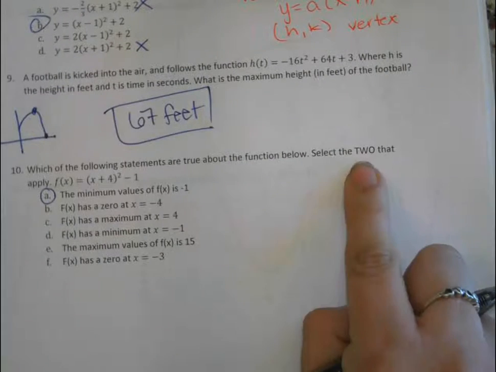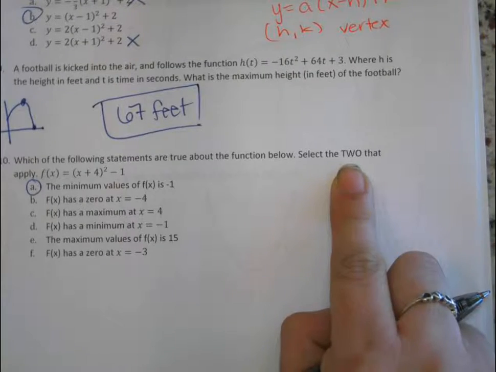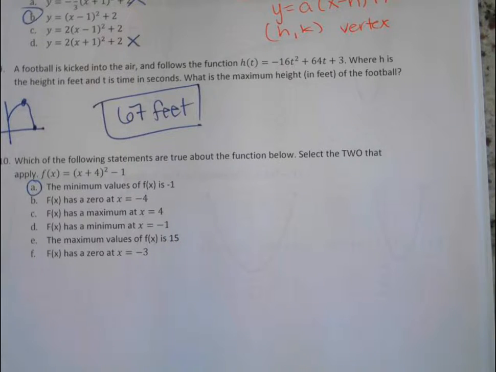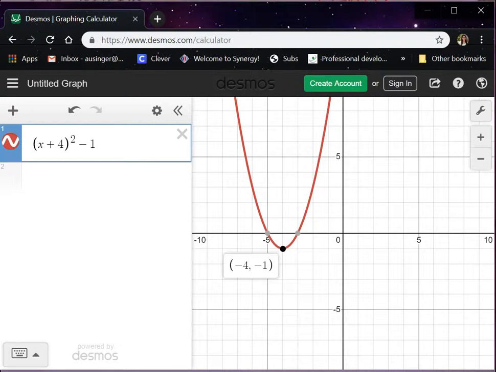It wants me to select 2 that apply, so there's one more. That is true. Let's go back to this one. The next thing says it has a 0 at x equals negative 4. So zeros are where they cross the x-axis. Neither one of those are negative 4. So that's not right. It says that it has a maximum at x equals 4. X equals 4 isn't even in this picture, so that's not right.